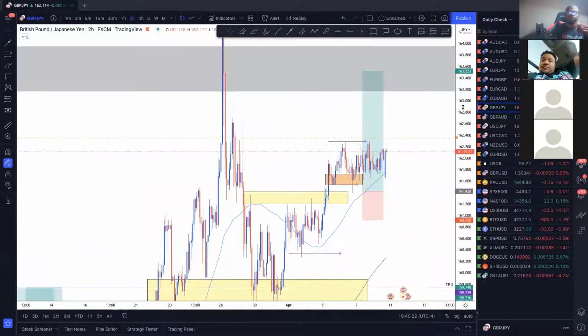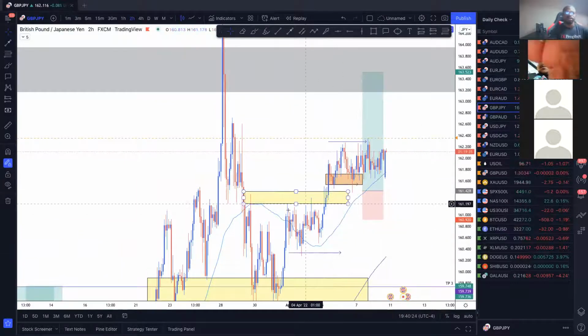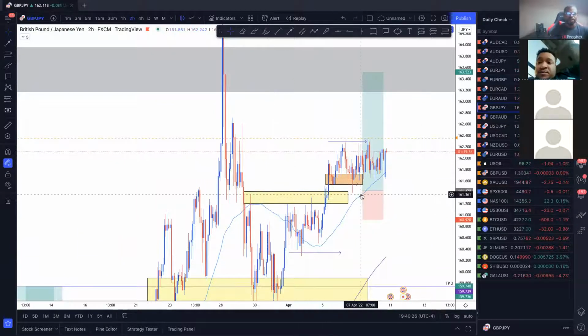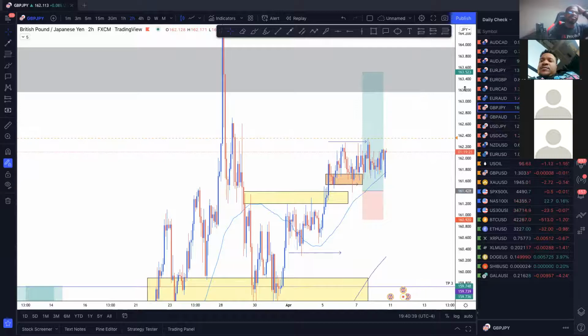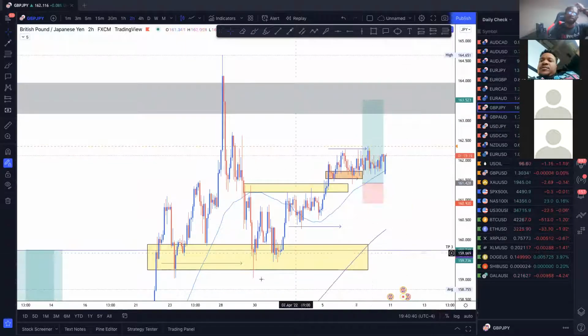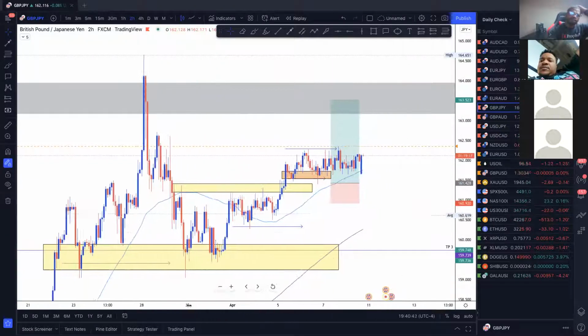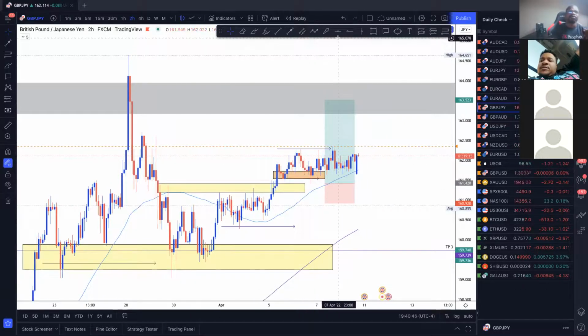Okay, with pound JPY, we pretty much had price breaking above this range here. Once it pulled back to retest that area, I had this set up for a buy. I actually don't know how I missed this buy, but it's okay because we are not in this one. But we'll wait to see what happens.